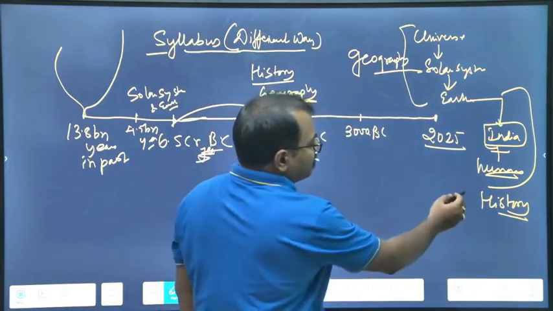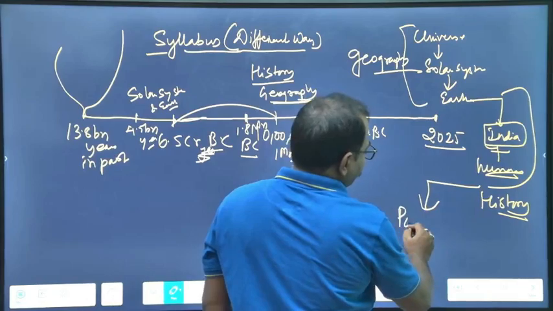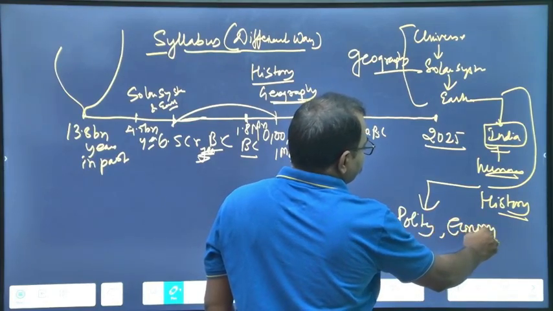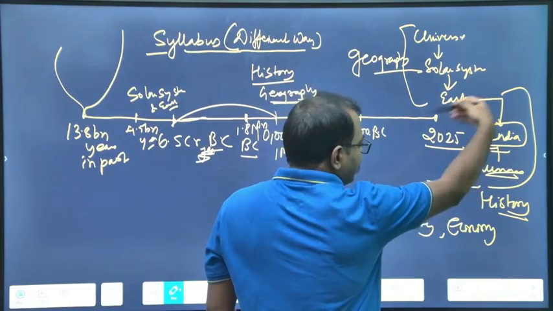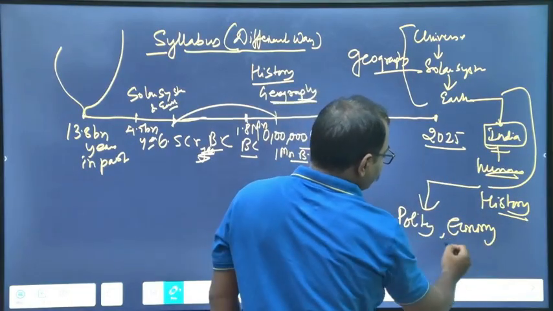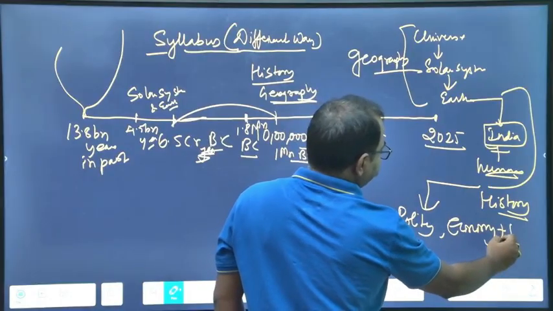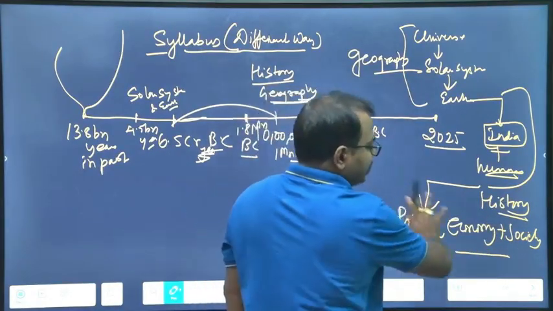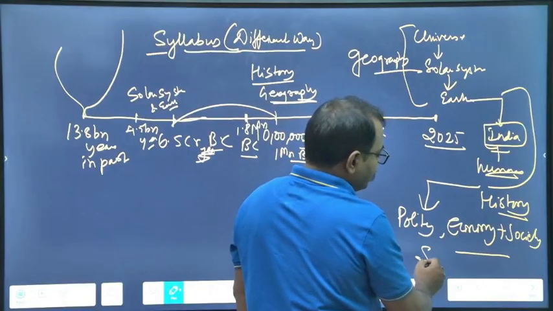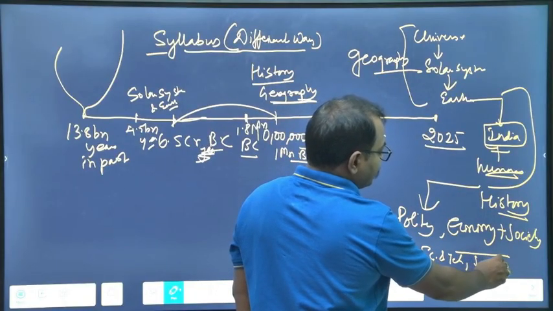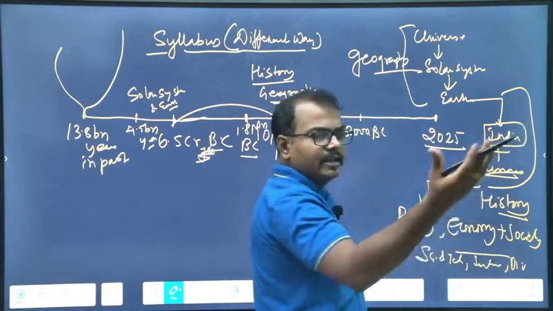And then there are many more things like politics, economy. And if the humans are there in India, there will be an Indian society formed by humans. You can go for society also. And then there are different papers. If these basic things are covered, then there are papers like science and tech, papers like internal security, disaster management. These are modern day concepts.